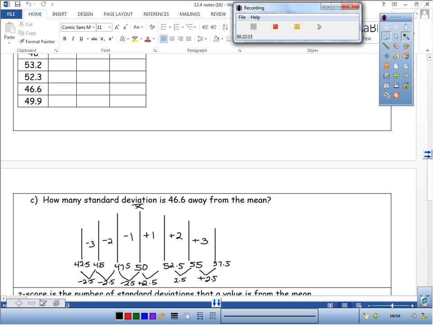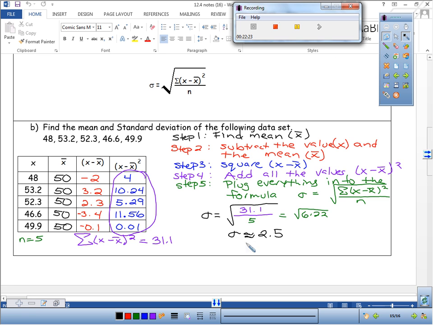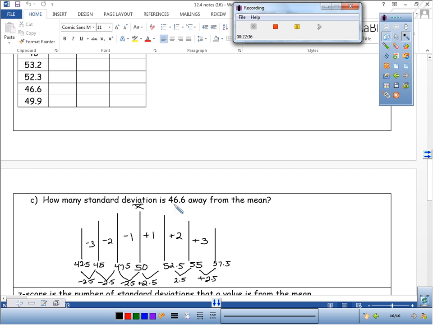Minus 3. Any questions? Because it's a standard deviation. That's what we found here, right? And we're referring back to this data. Okay, 2.5 is a standard deviation. So in order to find how many standard deviations 46.6 is away from the mean, we want to write this chart. And then this is what the curve is going to look like.